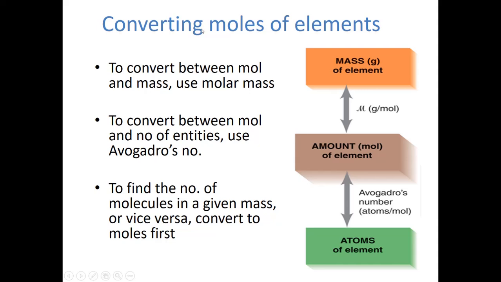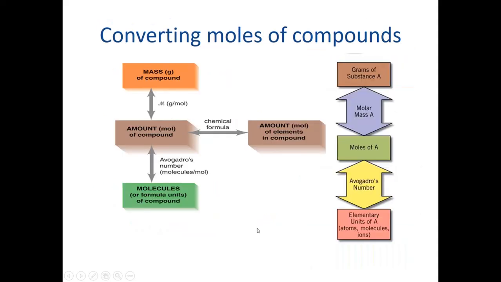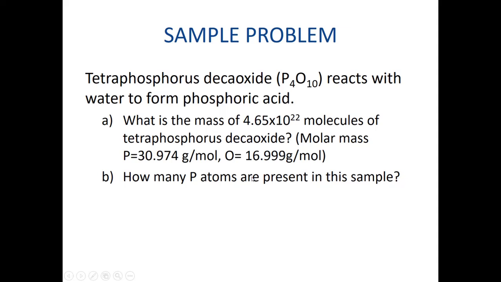Okay, to convert moles of an element, to convert between mole and mass, use molar mass. The unit for molar mass is gram per mole. To convert between mole and number of entities, use the Avogadro number. To find the number of molecules in a given mass or vice versa, convert to mole first. Basically, this is the flow chart on how to convert moles of compound.